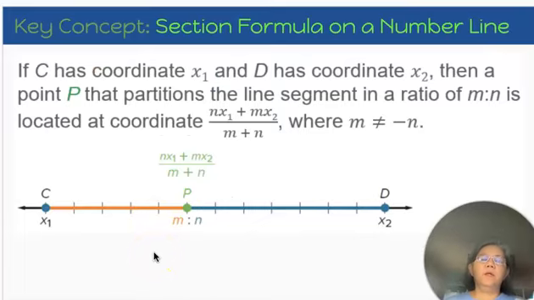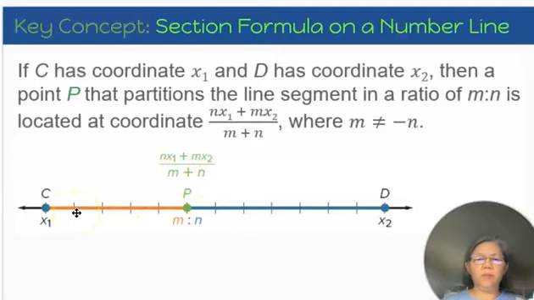So this time, you will need to use a ratio. When you are given the ratio, we will need the section formula on a number line. So if C has a coordinate labeled as x1 and D has a coordinate labeled as x2, then point B, which is somewhere in between these two points, partitions the line segment in a ratio of m:n. This is the formula that we're going to use. It is going to be the product of n times x sub 1 plus the product of m times x sub 2, divided by m plus n.